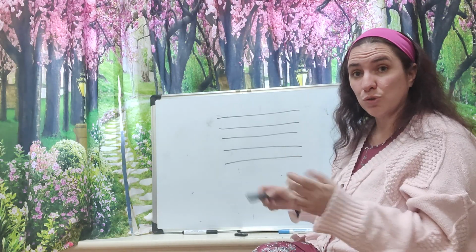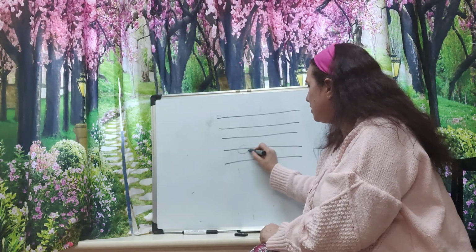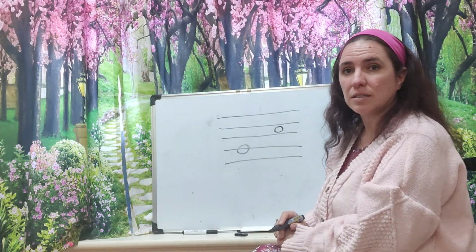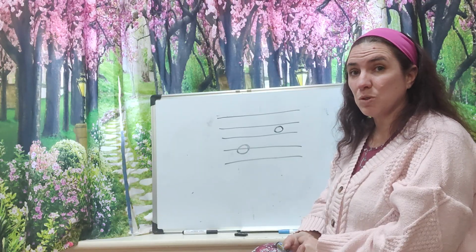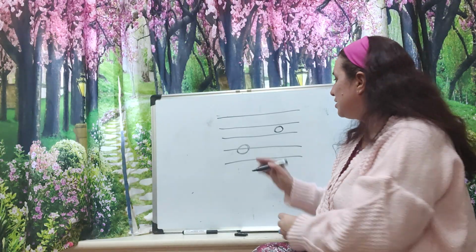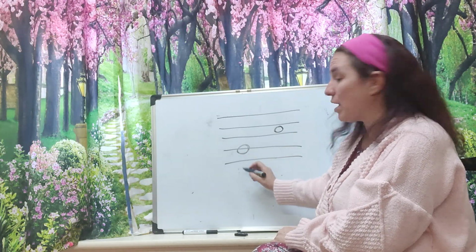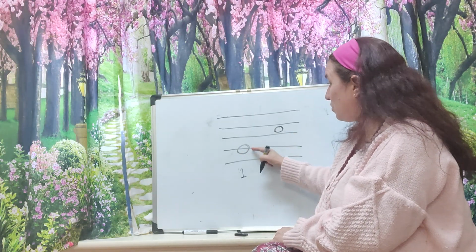So I'm going to draw two notes. I'll draw one on this second line and I'll draw one on this third space. Now I want to find the distance between them. Now the way we do that is that we count from the bottom note to the top note, and we call this one number one. So one, that one's on my line.